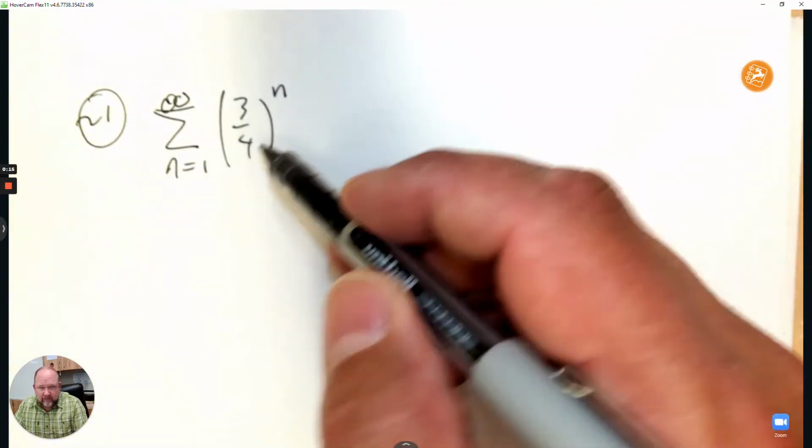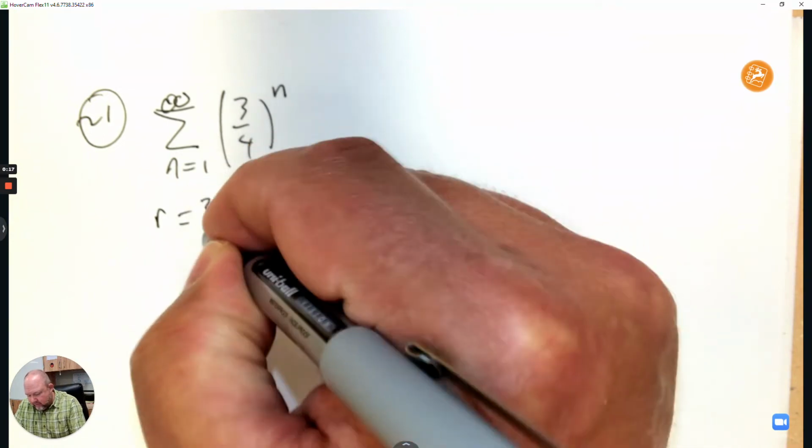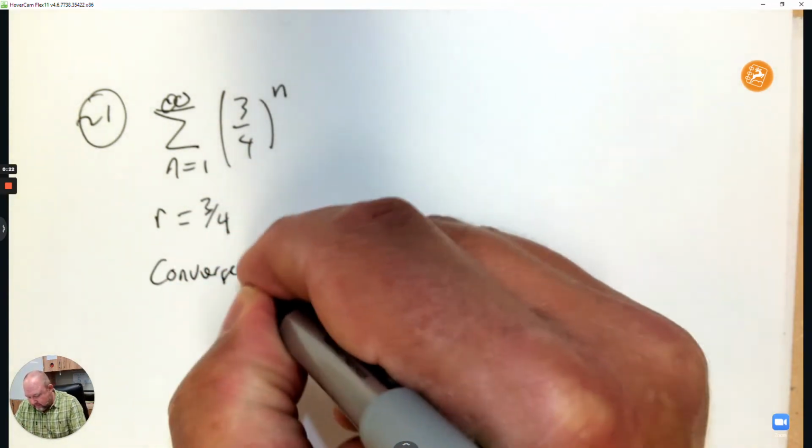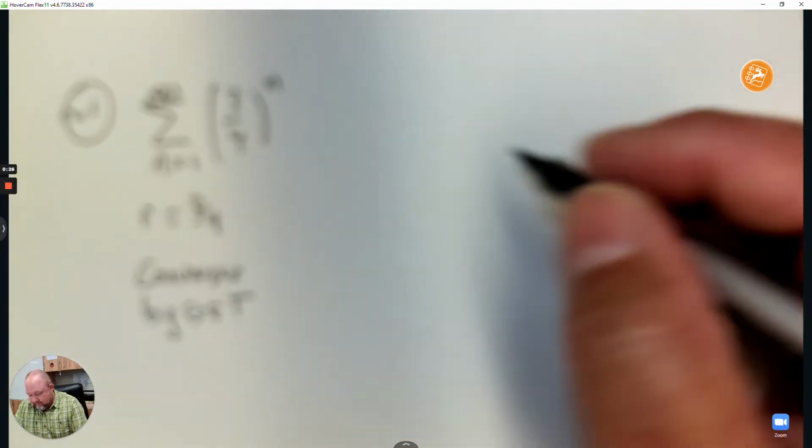What is this? It's a geometric series. So the common ratio is 3/4. Because it's less than 1, it converges. We call that the geometric series test. And how we find the sum of it is a formula.